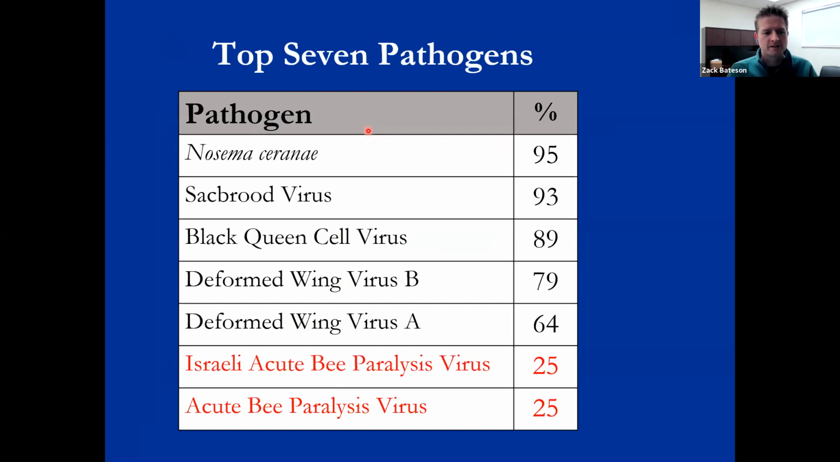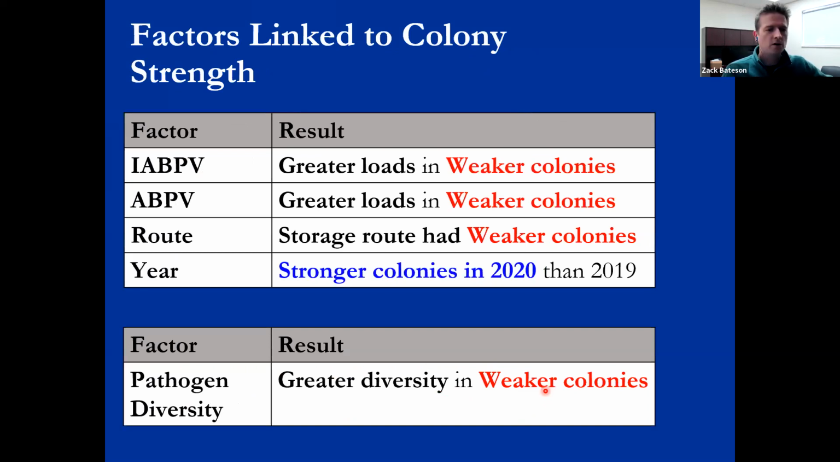I told you there was going to be a quiz, what these all are. But the first one, just a fungal pathogen. What was surprising is 95% of the colonies that we tested had that pathogen. And then the remaining of the top 7 were viruses. Deformed wing is a serious virus. But I want to point out these 2 viruses that are highlighted in red that were found in about a quarter of the visits because they become important in the modeling and in the analysis. So these are what kind of came out of our analysis for the study.